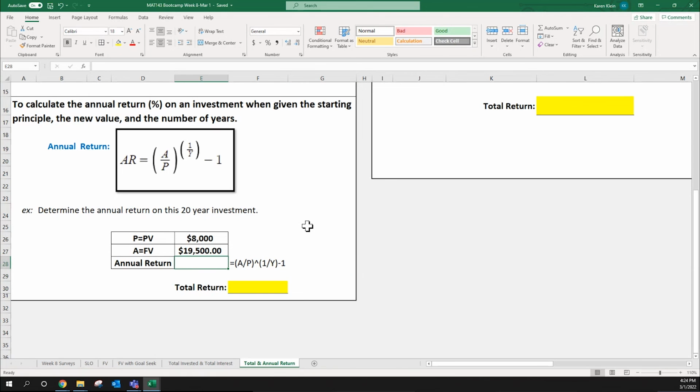So we're going to type this in. It would be equals our A value, and I've already forgotten my parentheses. We need parentheses in here. So we have parentheses A divided by P in the parentheses. We have caret, parentheses, 1 divided by, now I didn't have the number 20 anywhere, so I'm just going to type in 20, and then minus 1. And I will put that equation out to the side. Again, I hard coded the 20 because I didn't have 20 in a cell to pick up.